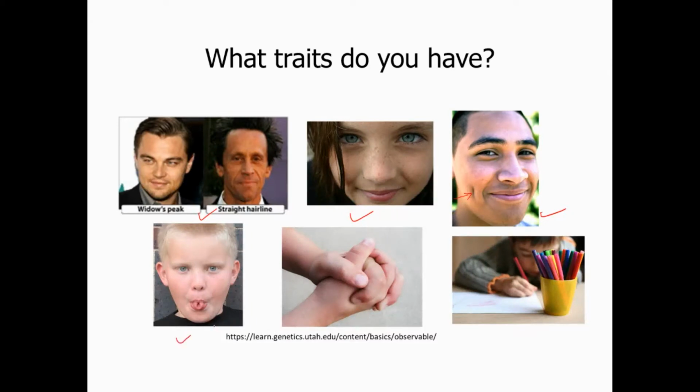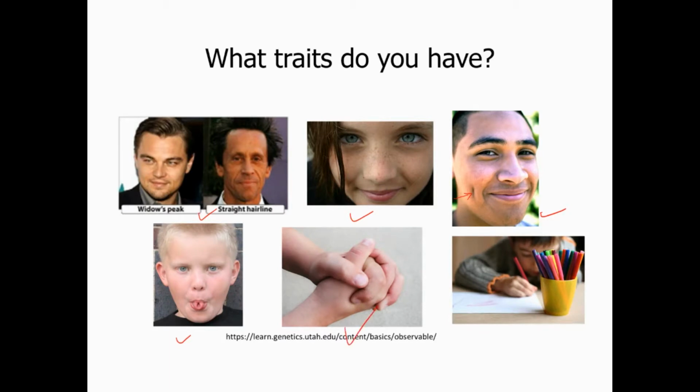This one is rolling the tongue. This is a very classic example when people talk about traits or the principles of inheritance. So if you can roll your tongue, that's dominant. And if you can't, that's recessive. I think I had a question on the lab test.